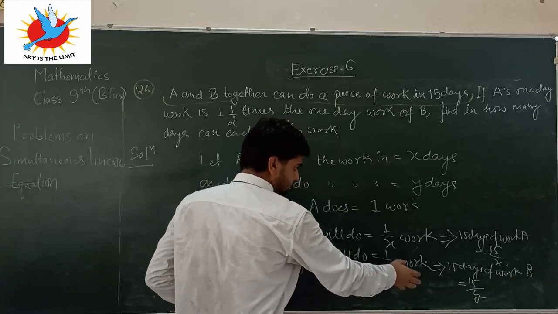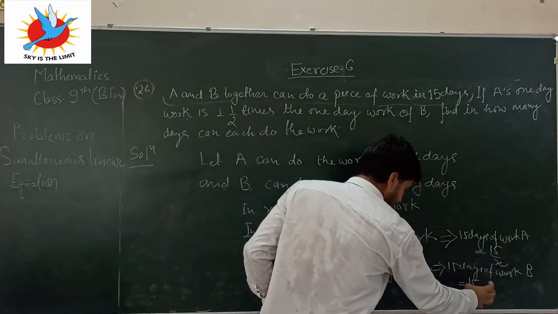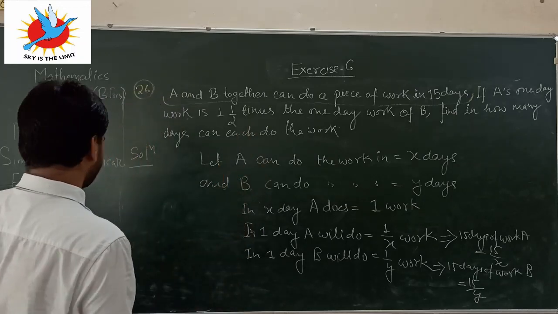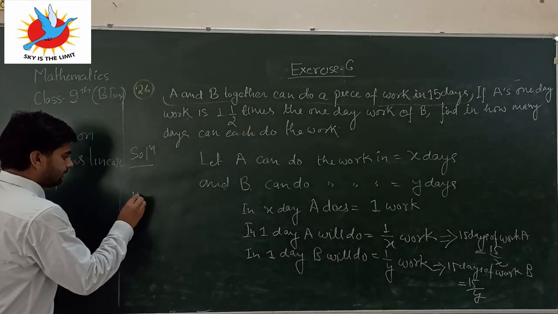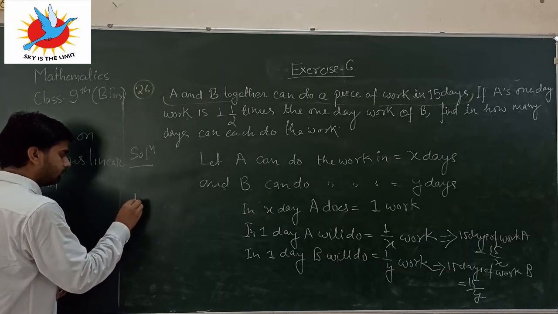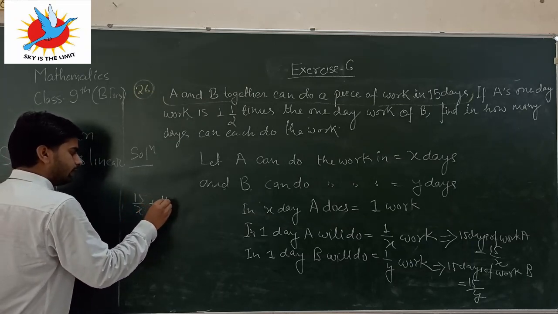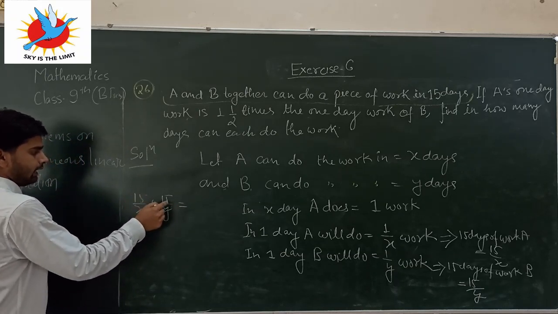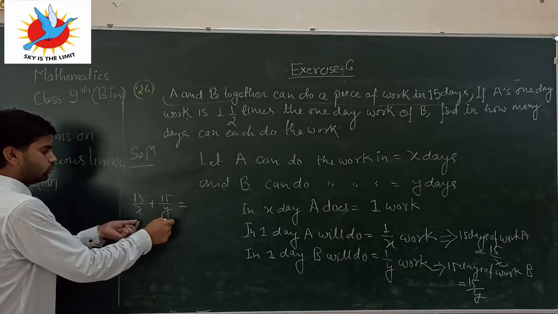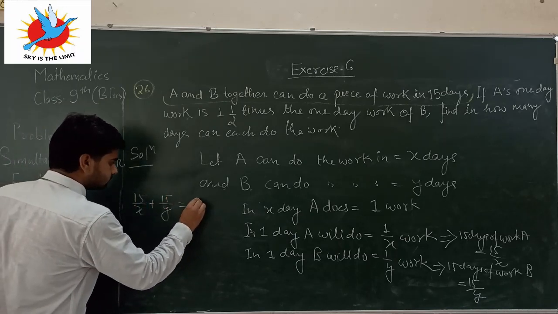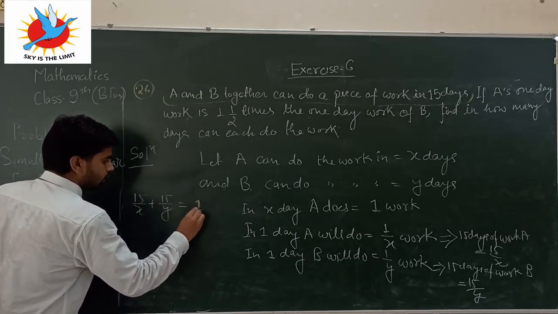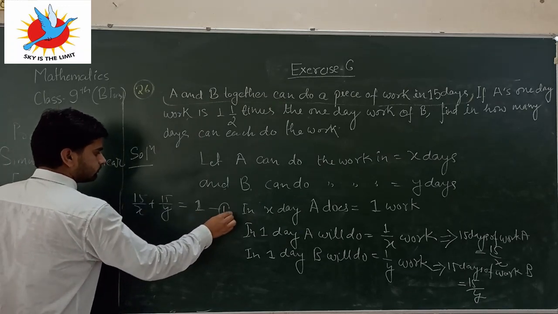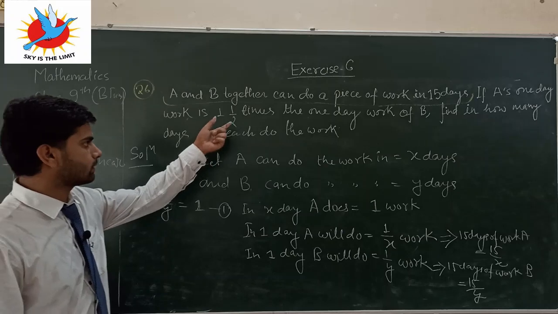That means if X does 15 days work and Y does 15 days work, the total work is equal to 1 work. Okay, that means 15 by X plus 15 by Y will be equal to 1, because this is the 15 days work of A and this is the 15 days work of B, and together they do 1 work. So this is equation 1. We translated it from condition 1.